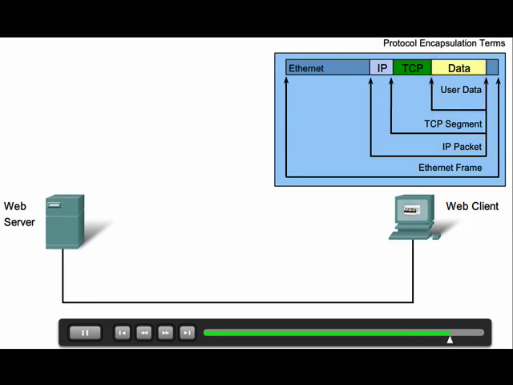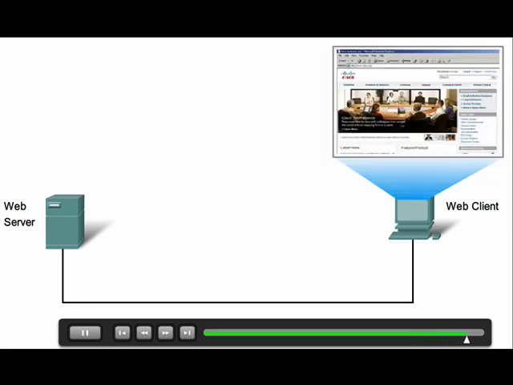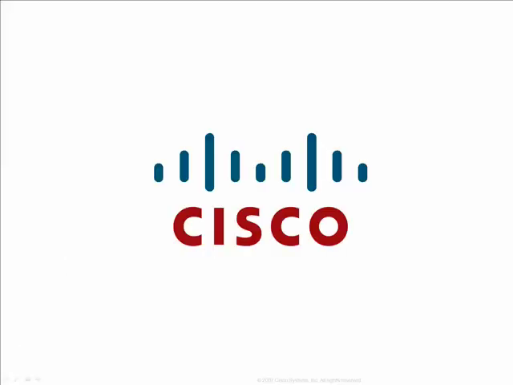In this video, we've examined the TCP/IP model and the encapsulation and decapsulation processes. The TCP/IP model is essential for a network administrator to know because it provides a framework for understanding and a vocabulary for discussing how protocols interact, how messages are transmitted, and how networks function.